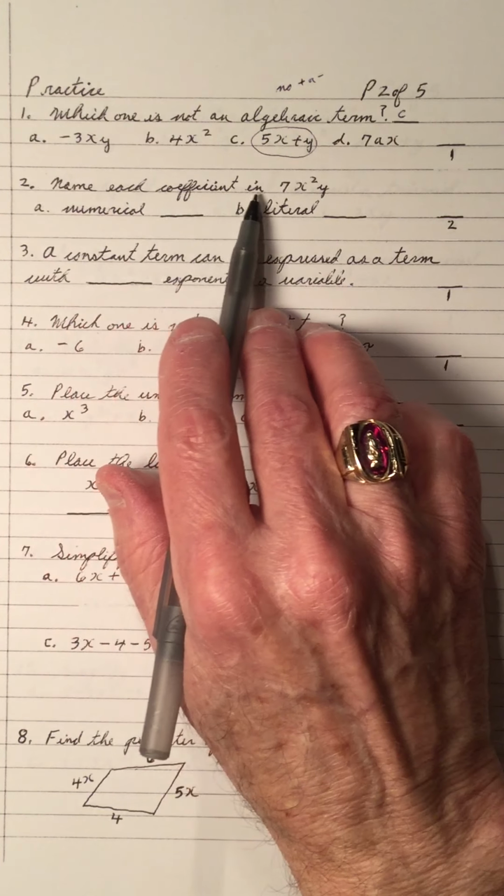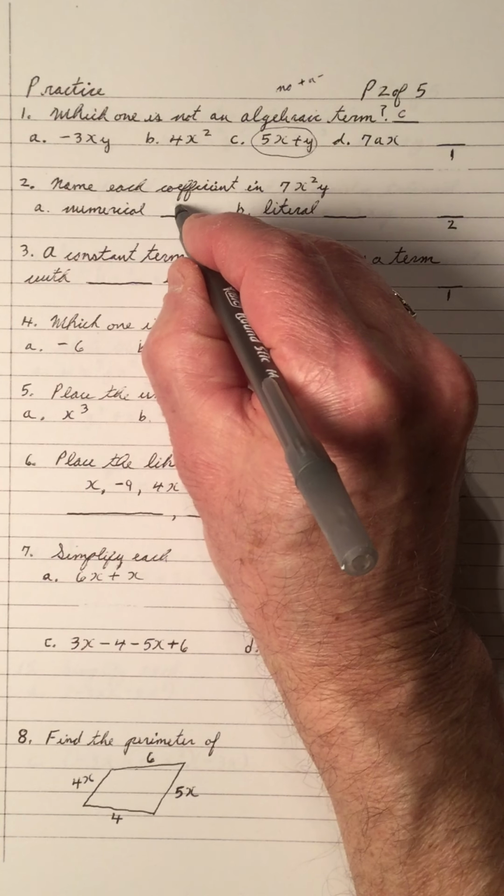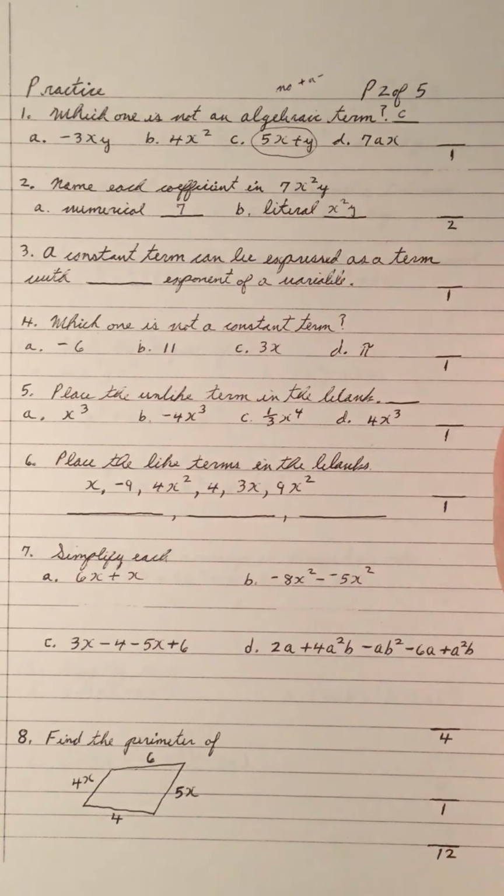Name each coefficient in 7x squared y. The numerical coefficient is a number. That's a 7. The literal coefficient is x squared y.